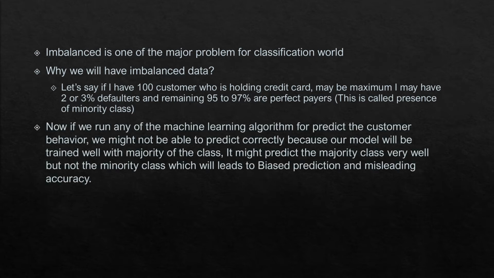Now if I run any machine learning algorithm to predict customer behavior, like whether the customer is a defaulter or non-defaulter, we may not be able to predict correctly, because our model will be trained well with the majority class. In our case, 95 to 97% of customers are good non-defaulters, so it might predict the majority class very well, but not the minority class, because we have only a small percentage of it. This leads to biased prediction and misleading accuracy in the classification world, right?